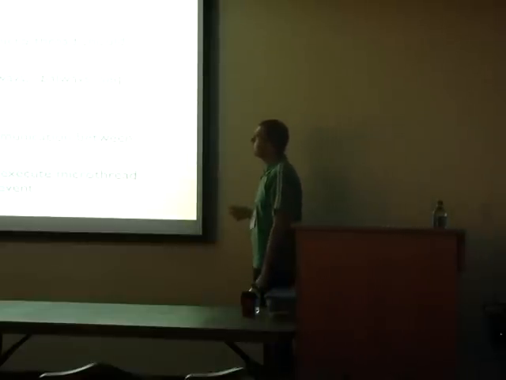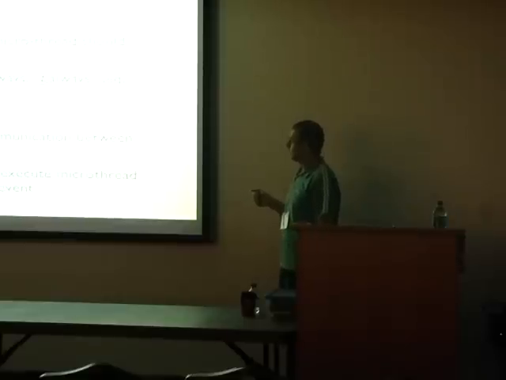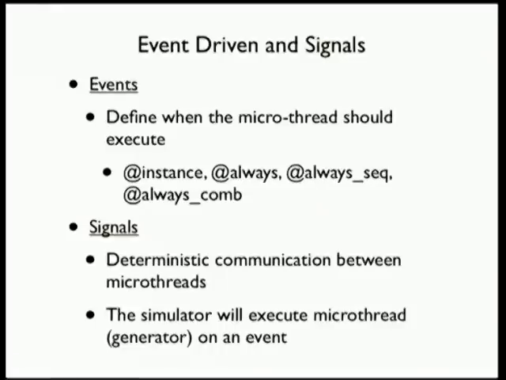So the MyHDL package, as we talked about, provides these decorators to describe when something happens. An at instance is just run when it's first created. At always, we give it some set of events to define it. At always sequential, always seq, we usually give it a clock. Always comb is combinatorial logic. This will infer anything that's on the right-hand side and use it as our event generations. Signals are how we provide deterministic communication between the microthreads that we're defining. And the simulator will execute all these microthreads. So the simulator will simulate what our hardware should do.